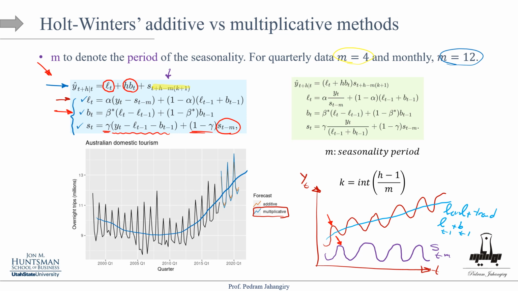And now, how do we switch from additive to multiplicative? This is just a mathematical operation. We know that if you go from plus to multiplication, your minus signs are going to become divisions, right?